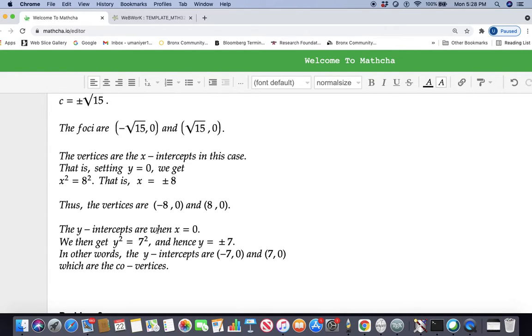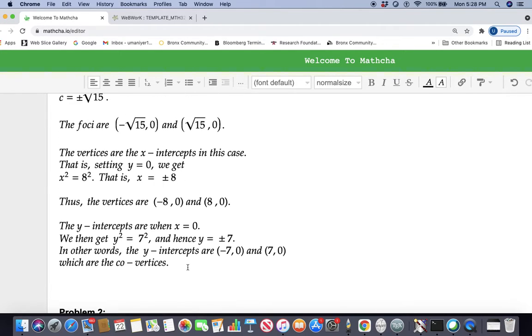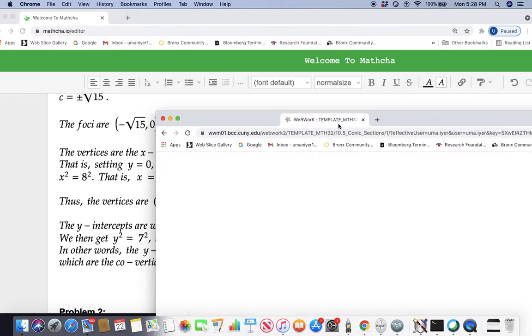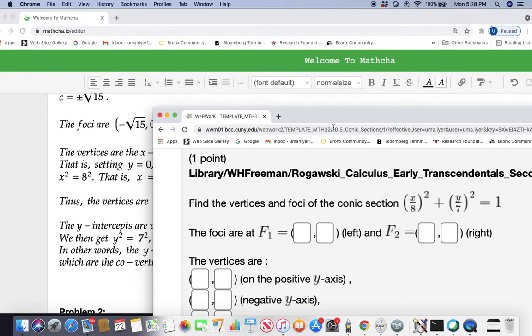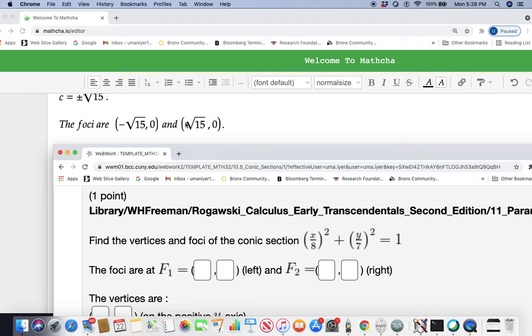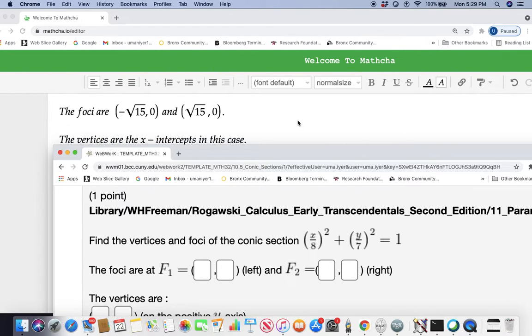The y-intercepts are when x equals 0. That gets you y equals plus or minus 7. So these are co-vertices. Alright. So let's go over these problems. What were the foci? Foci were negative root 15, positive root 15. Notice we are on the x-axis, so y coordinates are 0. So let's write those down.